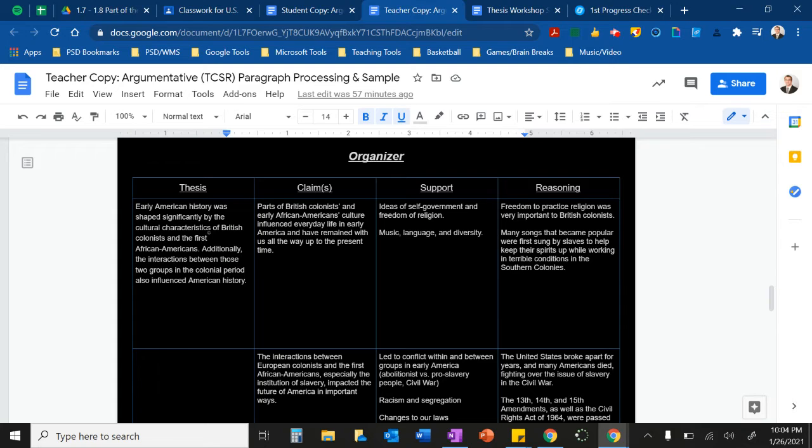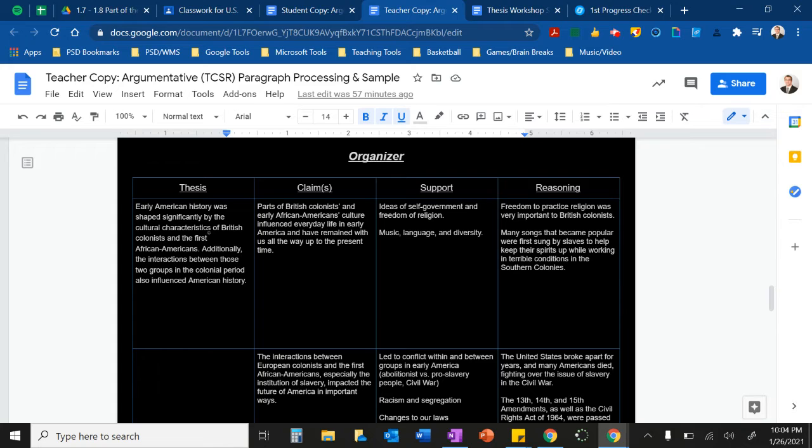This example, by the way, I'm showing you is sort of an advanced level. If you're going for a 4, you'll have some advanced options that you can do. So to put a little more into my thesis statement, I said, additionally, the interactions between those two groups in the colonial period. Remember, we're talking about when the United States didn't exist yet. It was all British colonies. So in the colonial period, also influenced American history. So there's my thesis statement.